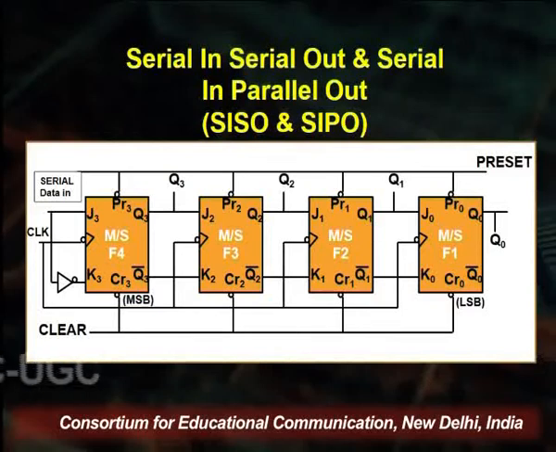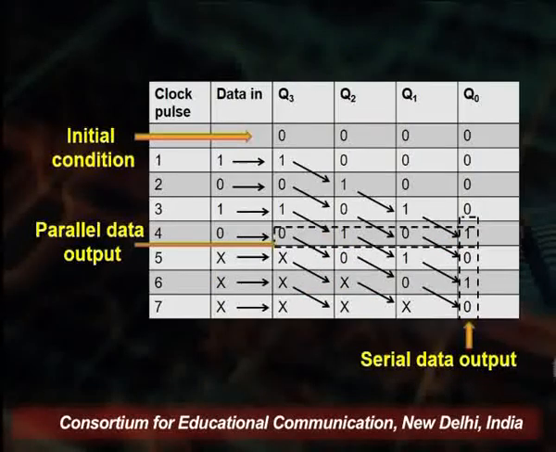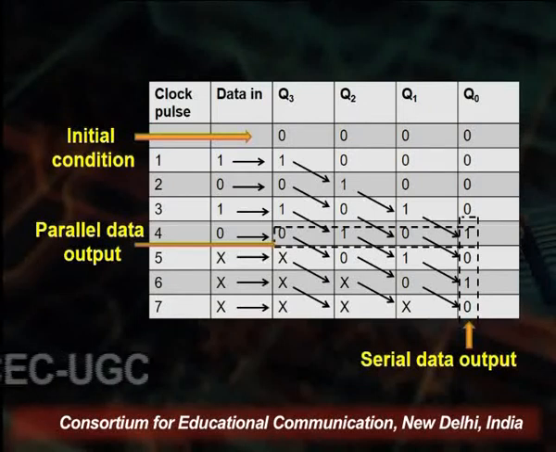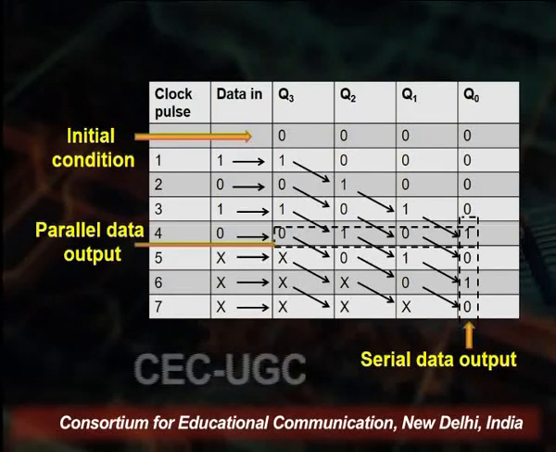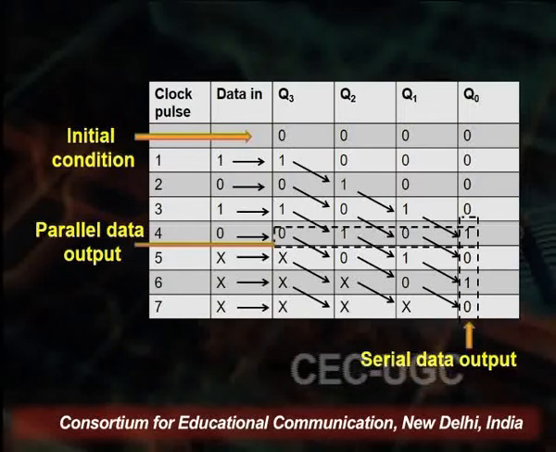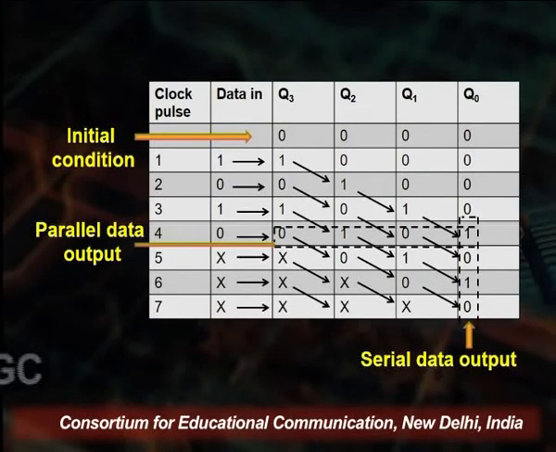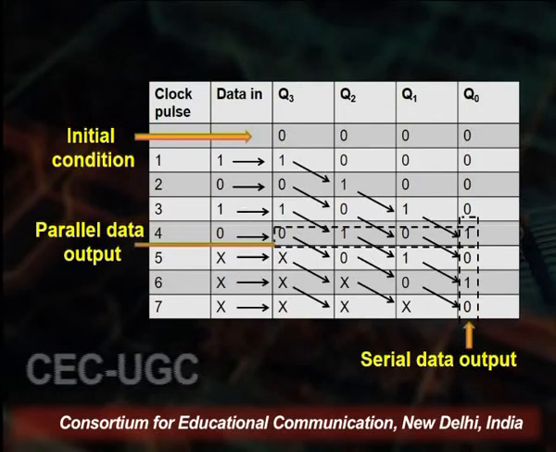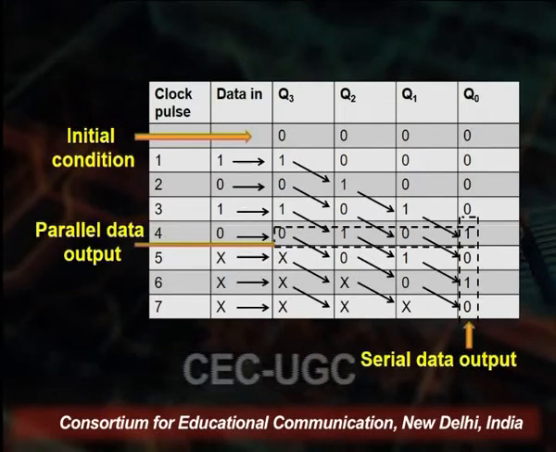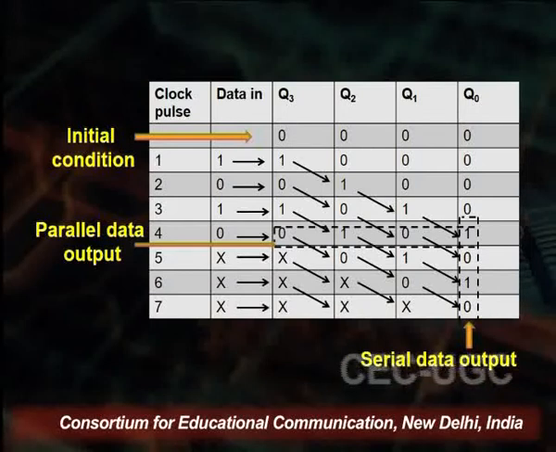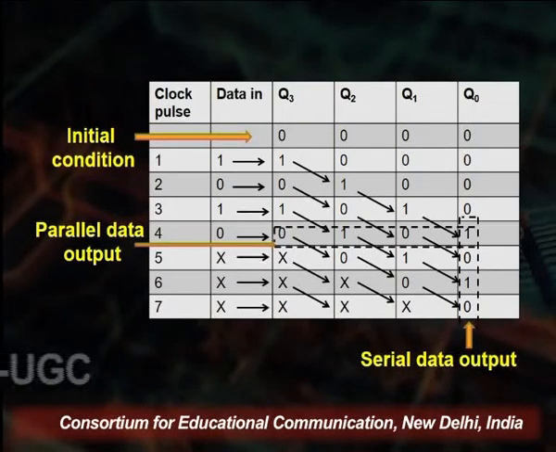If we have more data, then we need more flip-flops. If we have less data, we would need fewer flip-flops. Moving forward and looking at the table, it's easy to see that during the 4th clock pulse, when we had the parallel data, we found that we had the output as 1 at the LSB.